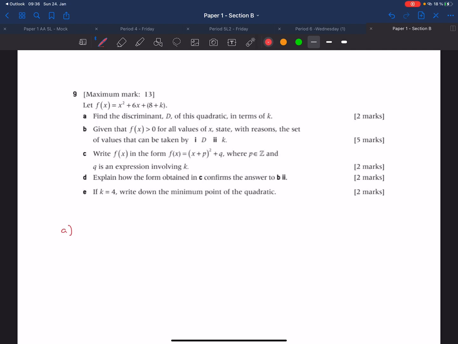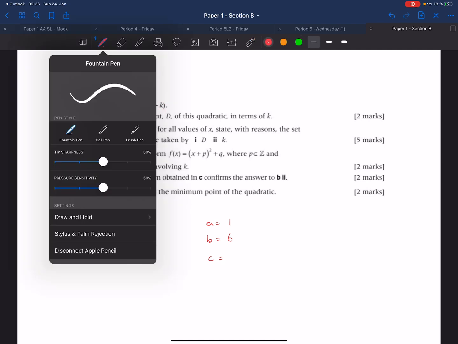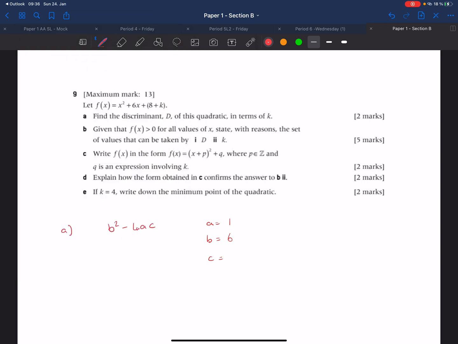So let's write out the formula for the discriminant first. B squared minus 4ac, that's in the formula booklet. And also let's write out what our a, b and c equal. So my a, there's nothing in front of my x squared, so my a is 1. There's a 6 in front of my x, so my b is 6. And then finally my c is this entire thing in brackets here, 8 plus k, because k is an unknown, it's not the variable.